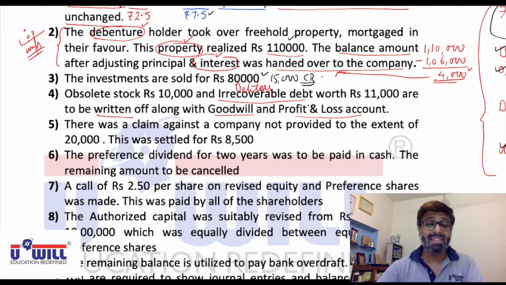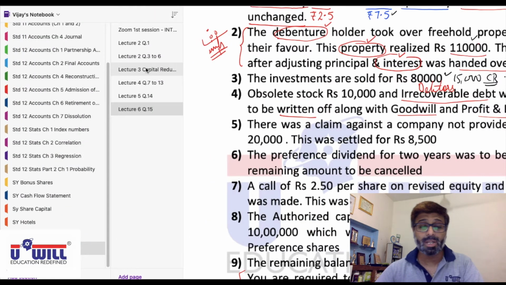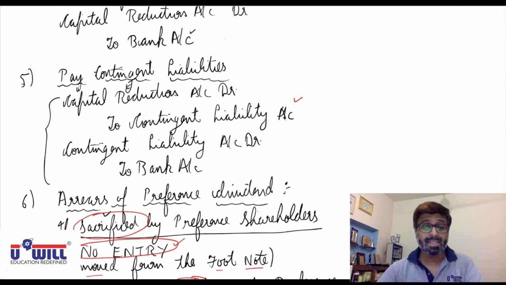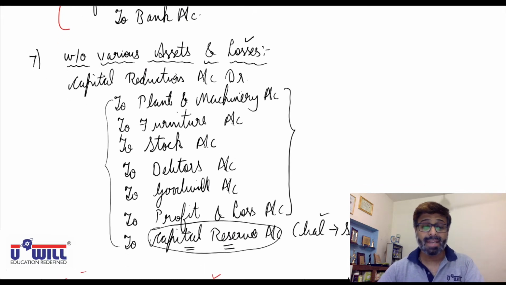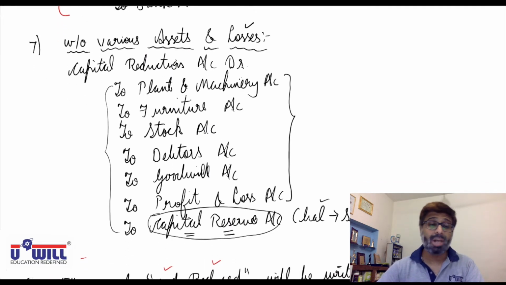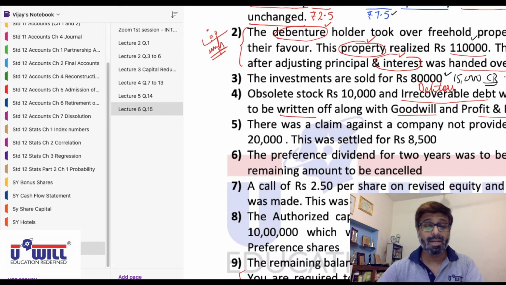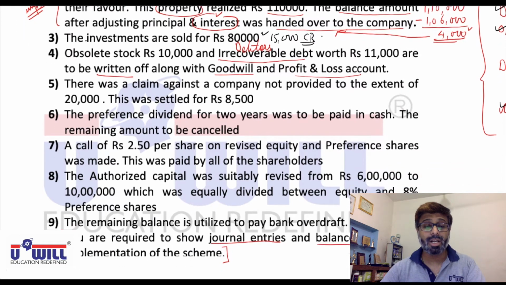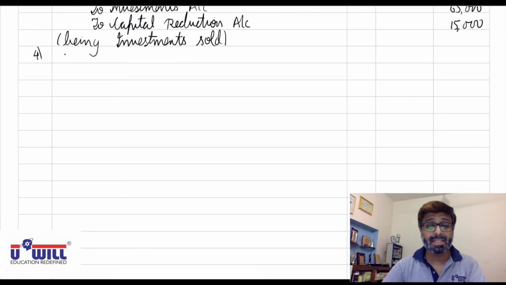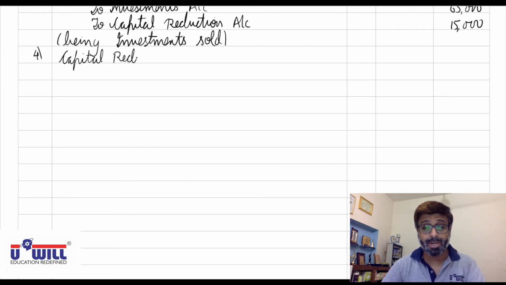So for utilizing the capital reduction, we have studied this entry earlier. Therefore, I told you to have a quick revision of all the entries we did earlier. You can see in the 7th entry, for writing off various assets and losses, capital reduction account is to be debited and all assets and accumulated loss P&L account is to be credited. So for this, the entry will be capital reduction account debit. For utilizing the capital reduction, we will reverse and debit it. Capital reduction account debit.